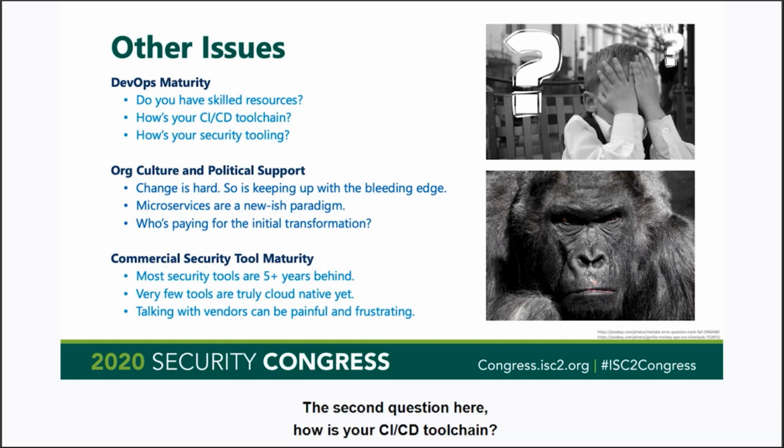The second question here, how is your CI/CD toolchain? Do you have a reasonably defined and standardized toolchain in place? How automated is it? How much opportunity is there for building hooks into it? Are you able to integrate your security tools? And then that leads into that last question, which is, how is your security tooling? Do you have enough tools? Do you need more tools?